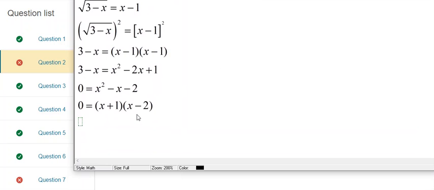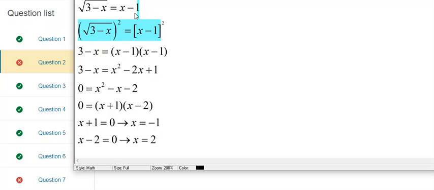Now we are in the process of setting each of these equal to 0 and solving. So we'll have x plus 1 equals 0. And that means that x is equal to negative 1. And the other one would be x minus 2 is equal to 0. And that one, if you add the 2 to both sides, would mean that x is equal to 2. So I have these two potential solutions.